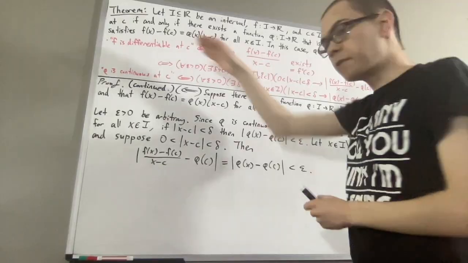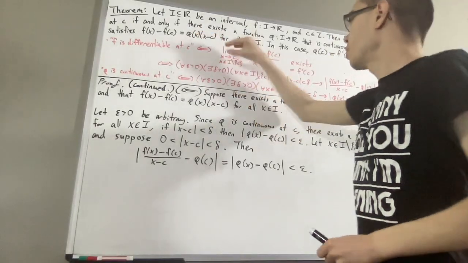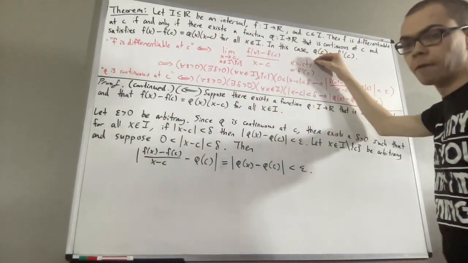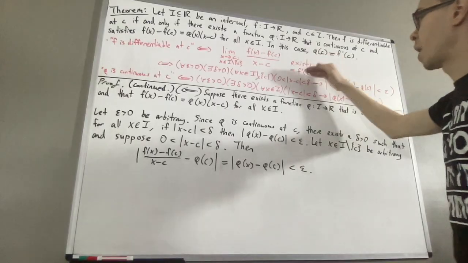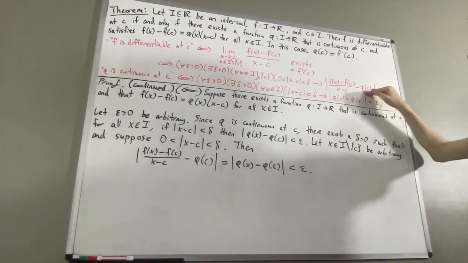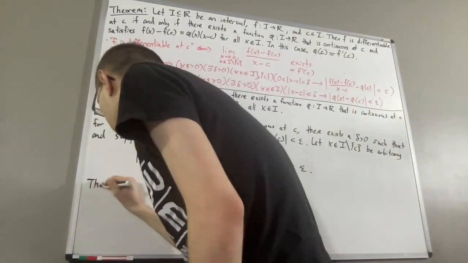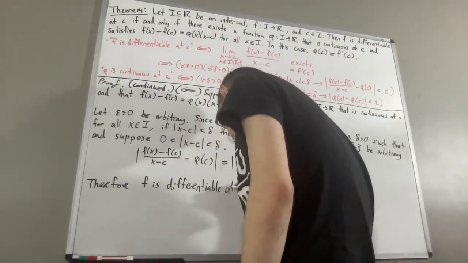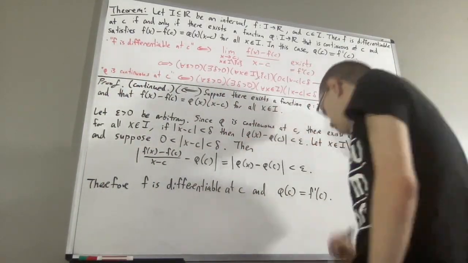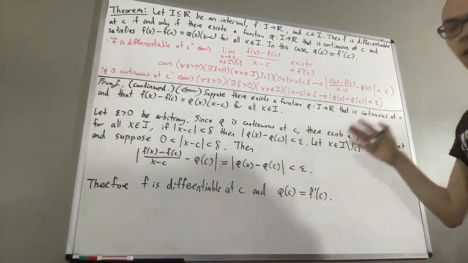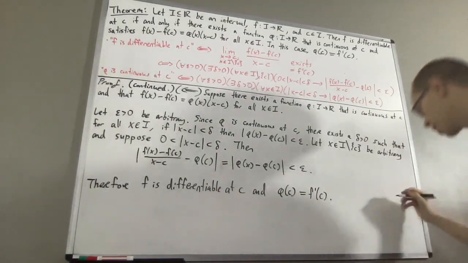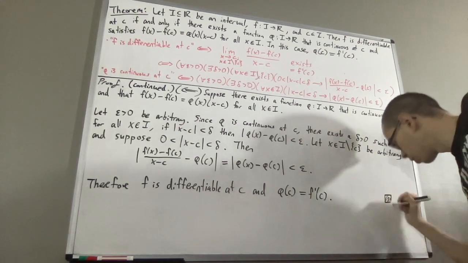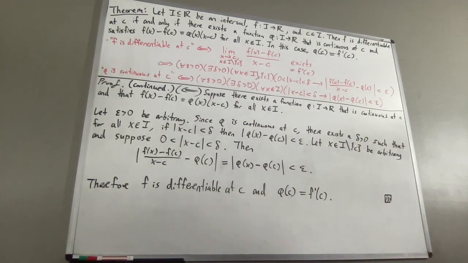So, f is differentiable at c. The value of this limit is precisely the derivative of f at c. So in other words, we have shown that f prime of c is phi of c. And that's it. That proves the converse. And so this completes the proof. And so yeah, that's pretty much it for this video.